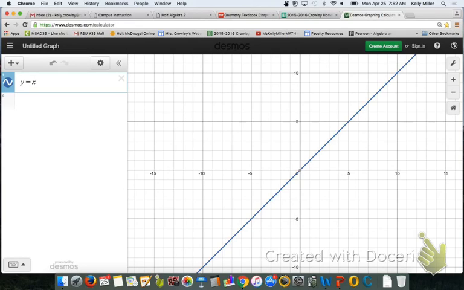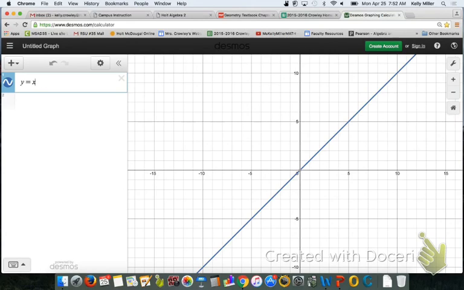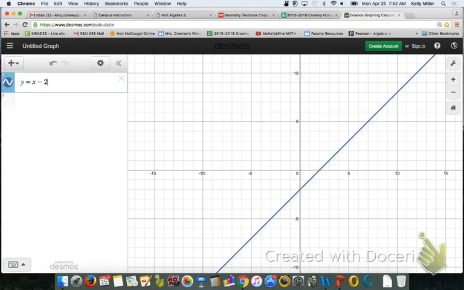If I were to add a plus 1 after that x, what would happen to my graph? It would shift where? Up. How many units? 1. Right, because your y-intercept would change. If I were to change it to a minus 2, what would happen to my graph? It would go down 2.